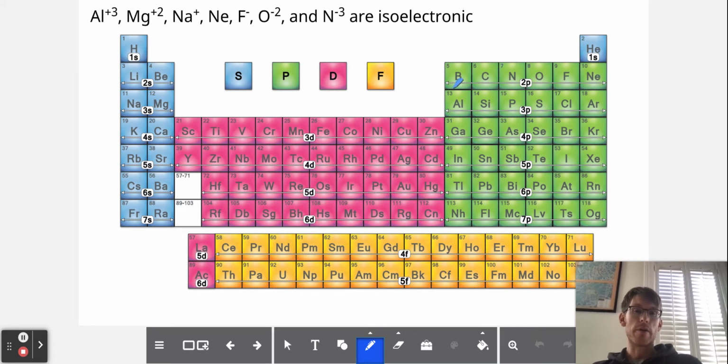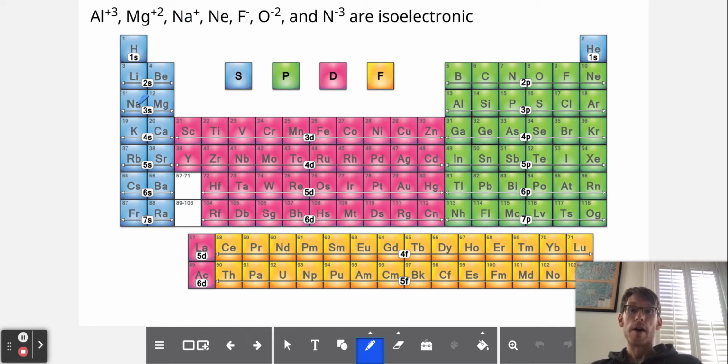And actually, there's really only one option. It's easier to lose 3. So it will become a positive 3 ion and it will have neon's electron configuration in the positive 3 state. Magnesium with 12 electrons will easily lose the 2 valence electrons in the s subshell and also become like neon in that they will have the same electron configuration.